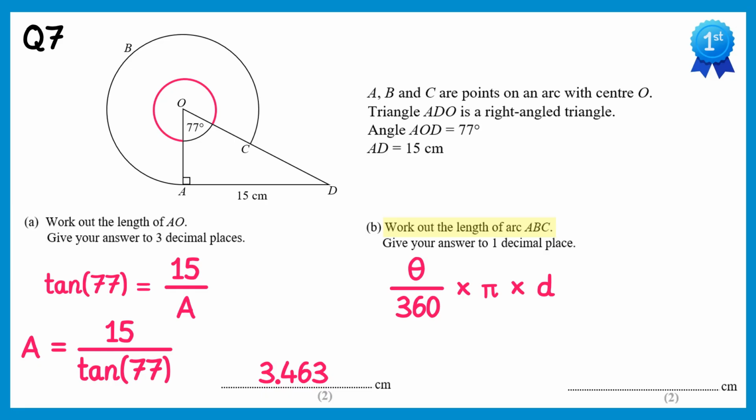The whole angle around a point must be 360 degrees, so to get the red one, we can do 360 take away 77. So the angle for this sector is 283. Next we need the diameter. Well, in the previous part of the question we worked out AO, which is the radius of the circle, so the diameter will just be double this. So if we double the answer from the previous question, we end up with 6.926, and so on. Then we just type this straight into our calculator, and you get the answer 17.1, rounded to one decimal place, like it asked in the question.